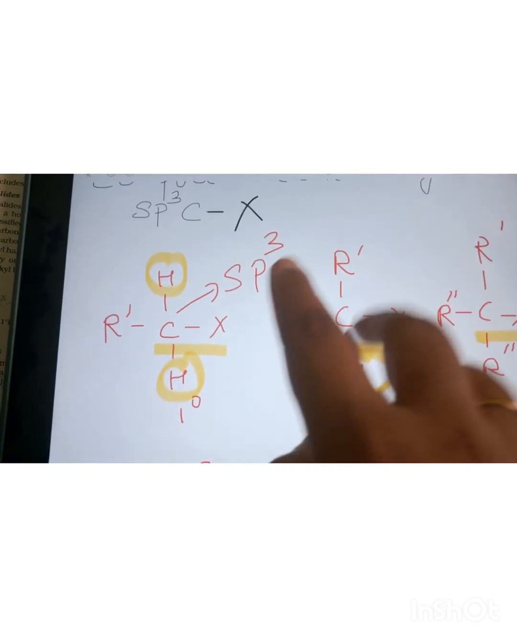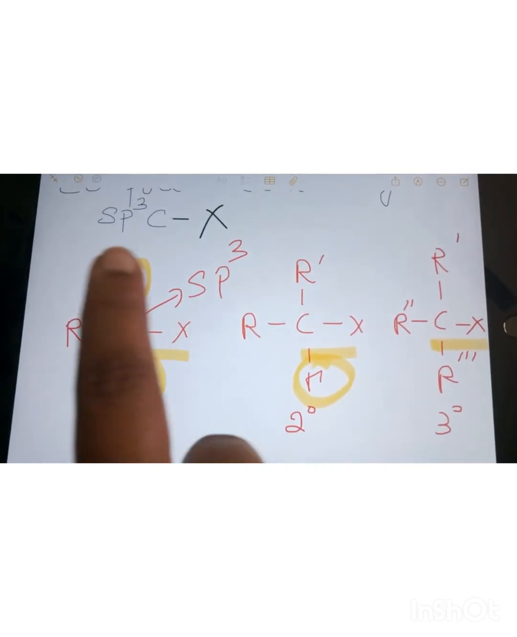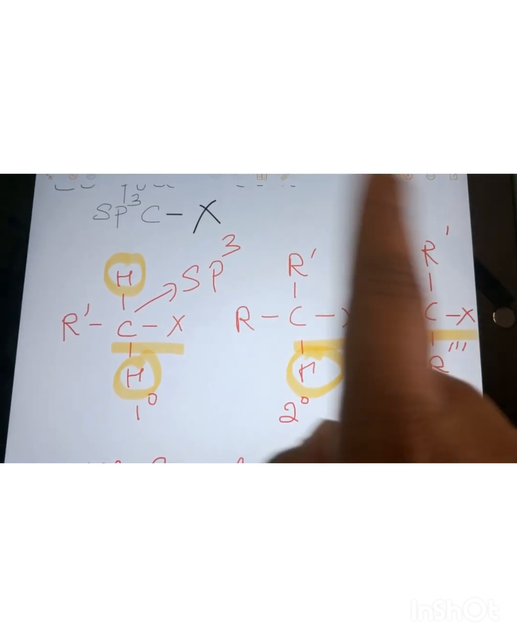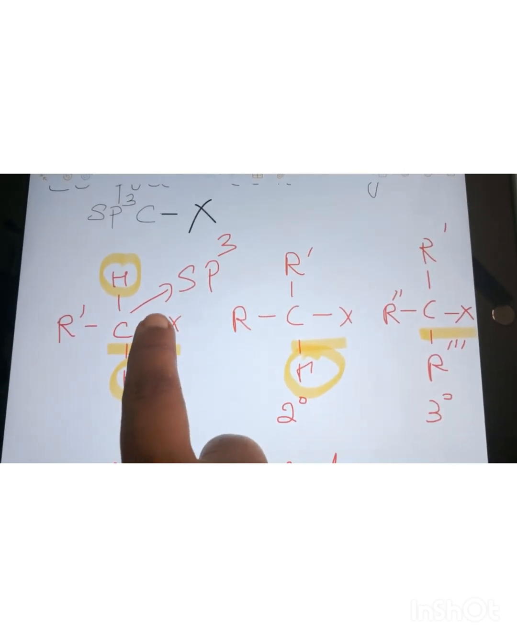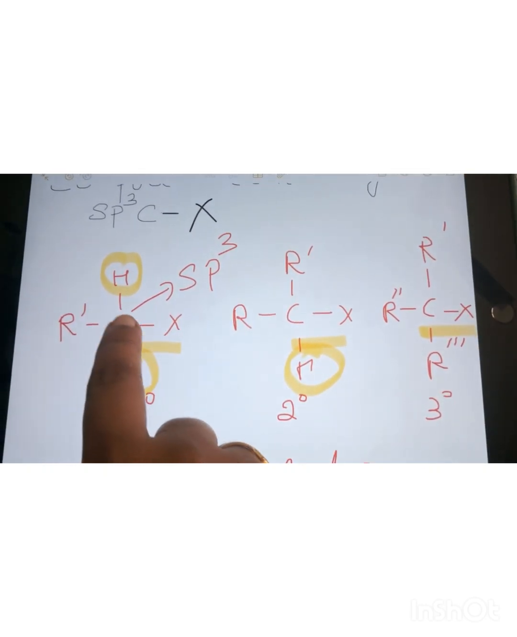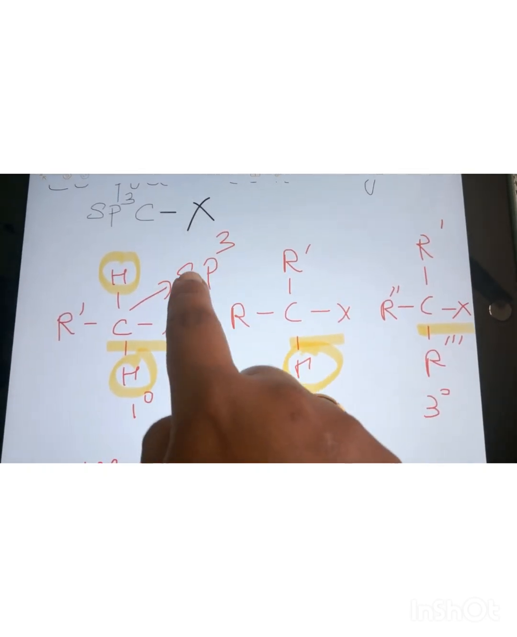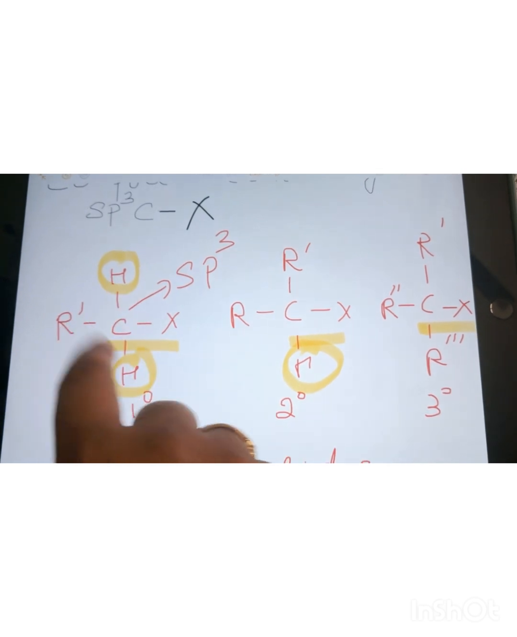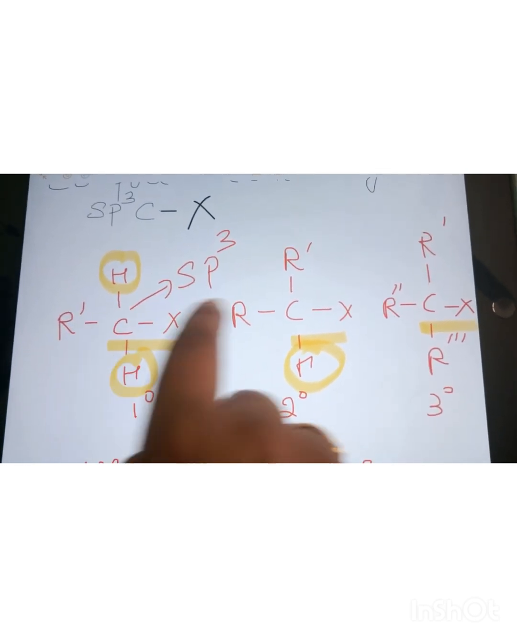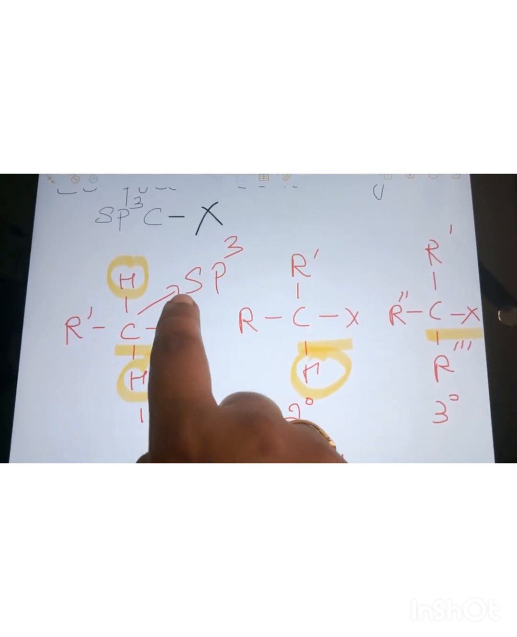Here we can classify haloalkanes as primary, secondary, and tertiary haloalkanes. Now the halogen, that is fluorine, chlorine, bromine, iodine, has been attached to a carbon atom which has sp3 hybridization. sp3 in the sense we know it has four bonds, four single bonds.